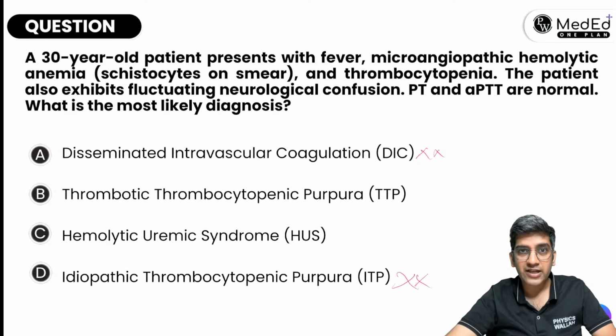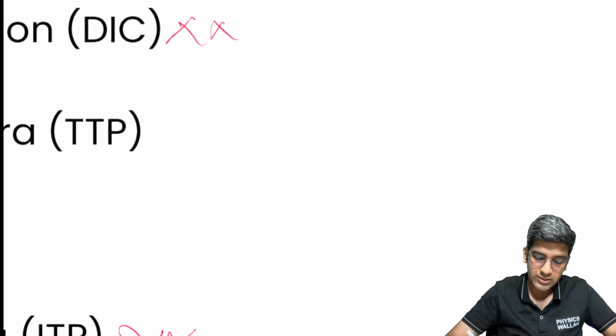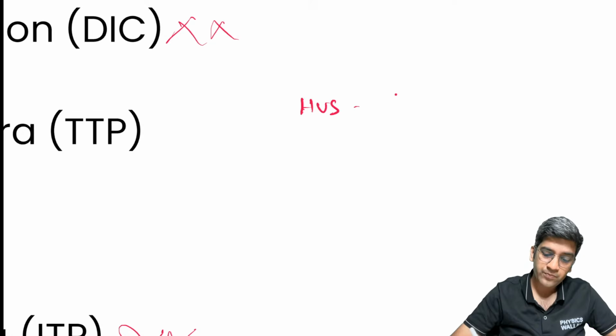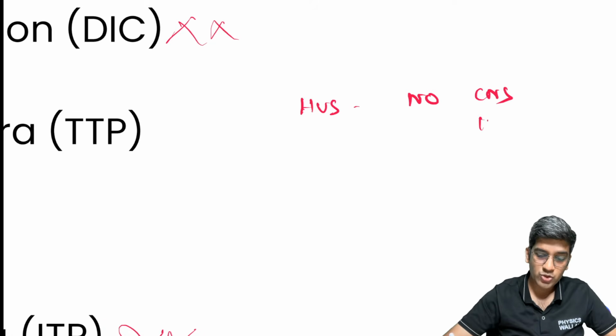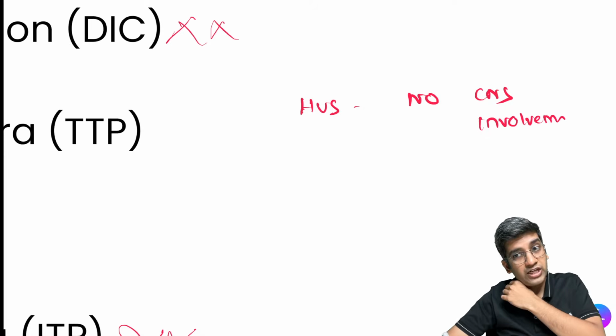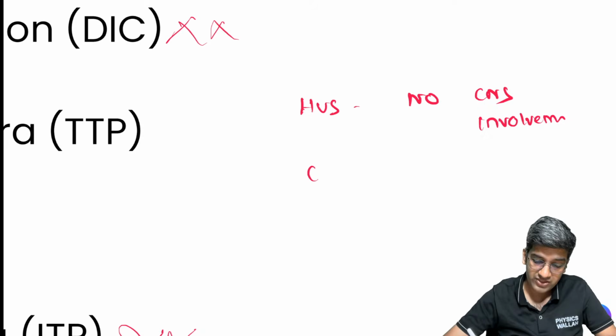You are right, history of diarrhea, but not all HUS are diarrhea dependent. I have diarrhea independent HUS also. The only difference is, in HUS, there will be no CNS involvement. If there's no CNS involvement, it's HUS. Both TTP and HUS can have renal failure, right? If CNS is involved, it's undoubtedly TTP. That's the only difference between TTP and HUS.